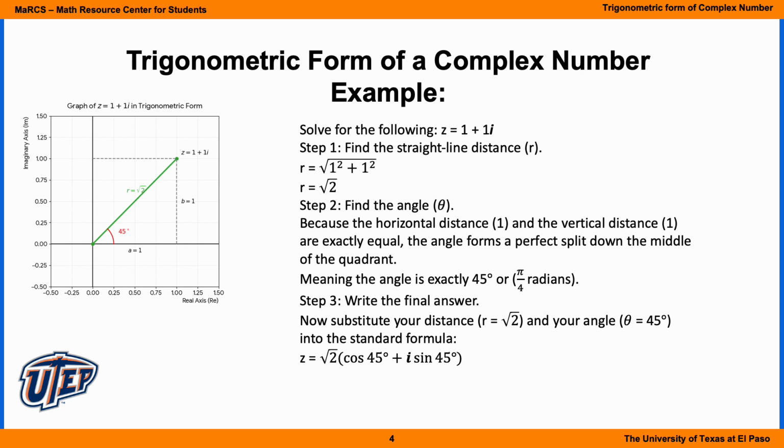Now our second step is to find the angle. Because the horizontal distance 1 and the vertical distance 1 are exactly equal, the angle forms a perfect split down the middle of the quadrant. That means our angle is exactly 45 degrees, or pi over 4 radians. Now we can write our final answer. We substitute our distance, the square root of 2, and our angle, 45 degrees. So our complex number in trig form will be the square root of 2 times the cosine of 45 degrees plus i sine of 45 degrees.